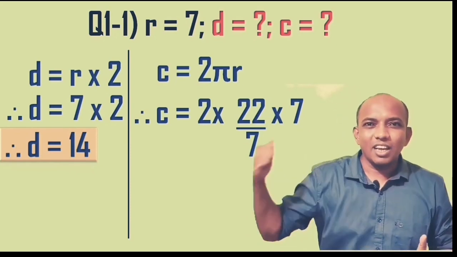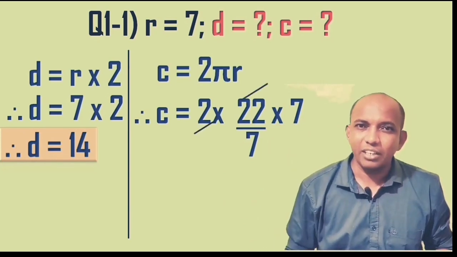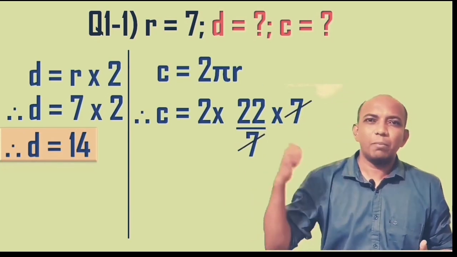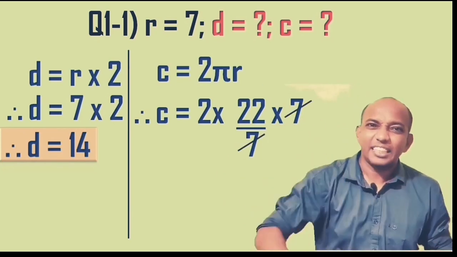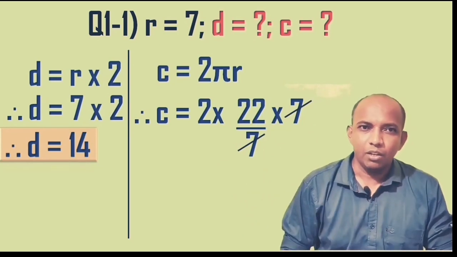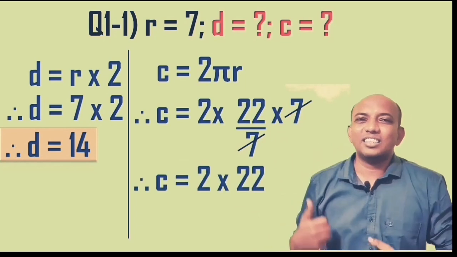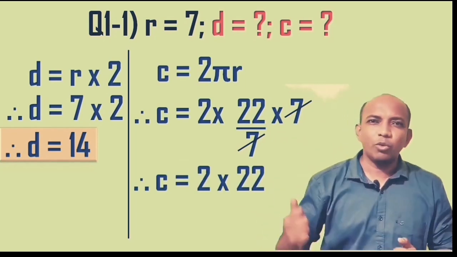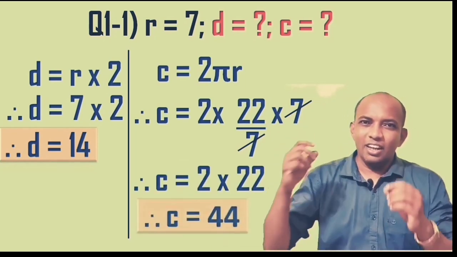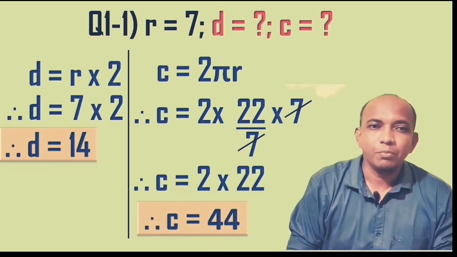So over here 7 and 7 can be cancelled out, right? So what we are left with, 7 divided by 7, answer is 1. So if we write it or not, it doesn't matter. So we are left with 2 into 22, and again child's game, right? C equals to 44, and that makes my final answer, correct?